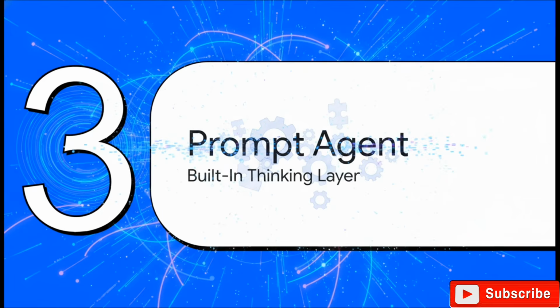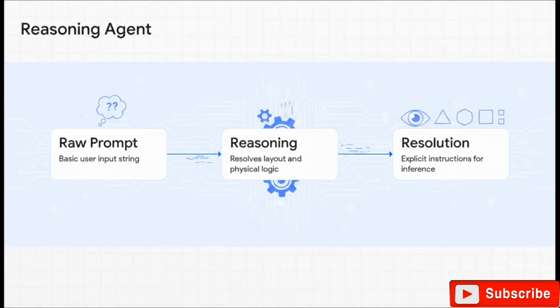This is the built-in thinking layer. Now, this agent is honestly one of the most genuinely fascinating parts of the whole project. It is the model's secret weapon. Instead of just blindly feeding your raw text prompt straight into the generator like most models do, HiDream uses a prompt agent that acts, well, almost like a movie director. It works in 3 distinct steps.